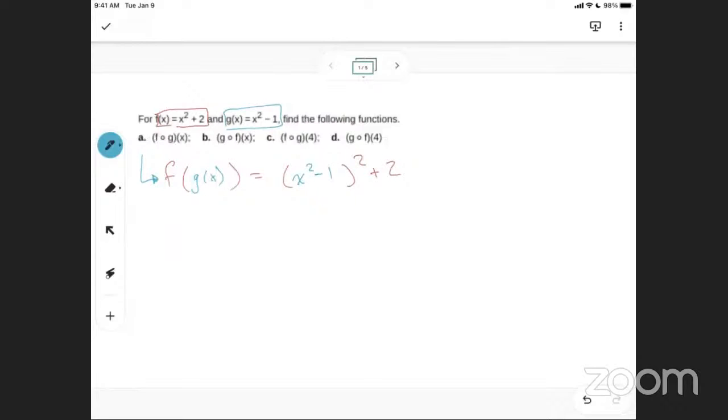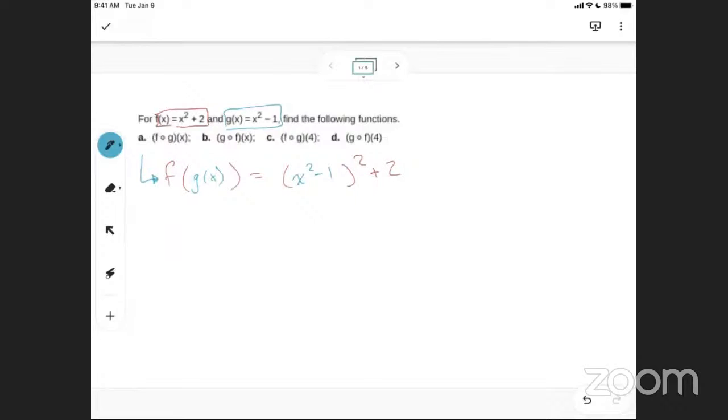Now, you could just leave it like that. You technically are done, because they didn't say anywhere to write it in standard form or general form. They didn't say anything. So you literally are done. You can just be done, because it takes time and you can make mistakes if you do more.